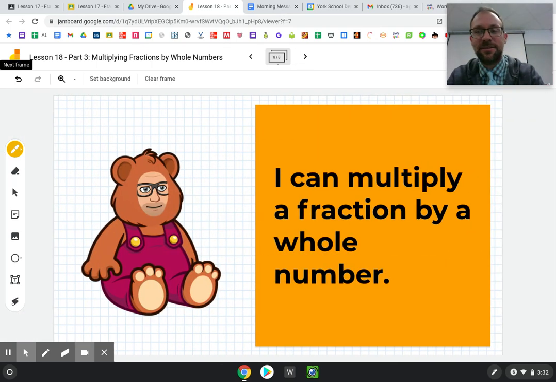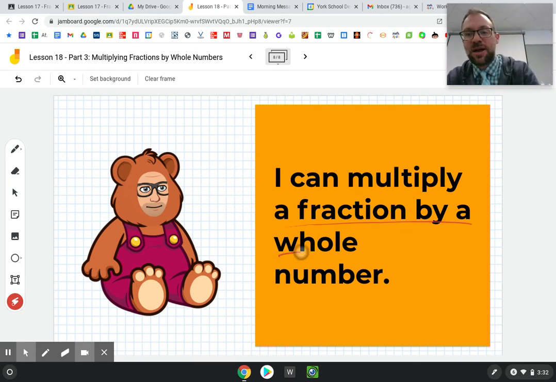All right. Today's learning target is I can multiply a fraction by a whole number.